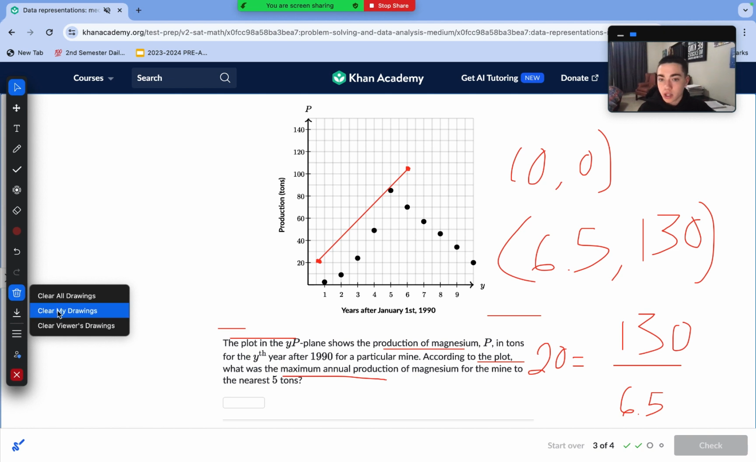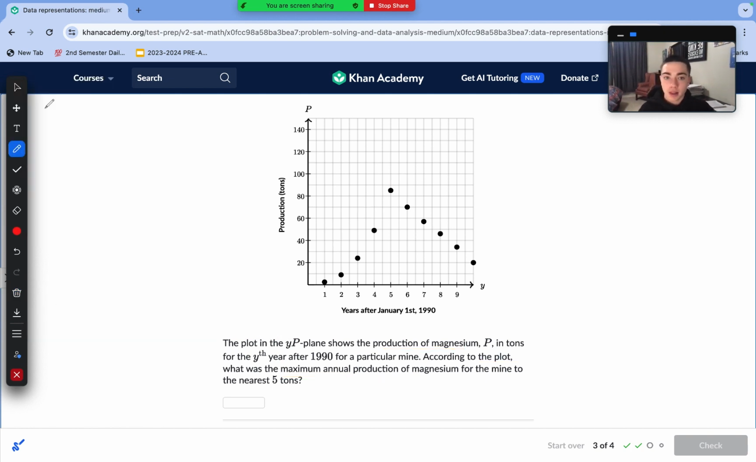On to this next question here. Looks quite similar, but let's see if it's asking for similar things. The plot in the YP plane shows the production of magnesium P in tons for the year Y after 1990 for a particular mine. According to the plot, what is the maximum annual production of magnesium for the mine to the nearest 5 tons? Our maximum production, we're just looking at where our production was the highest that it could be.